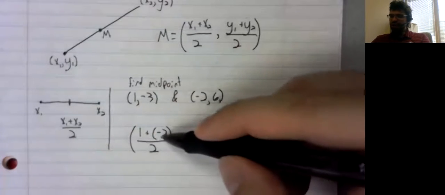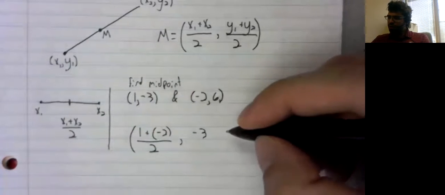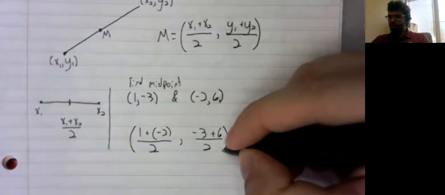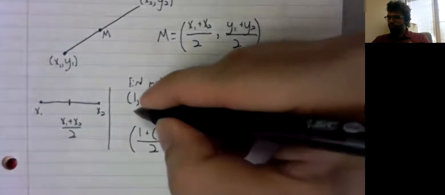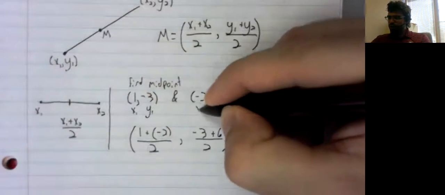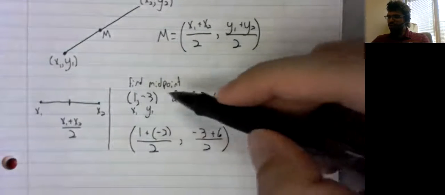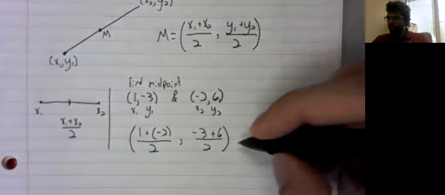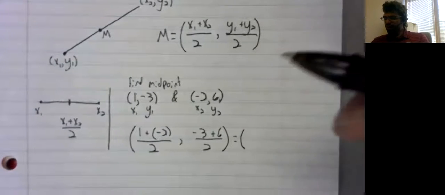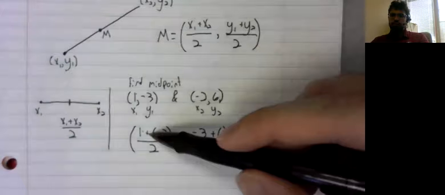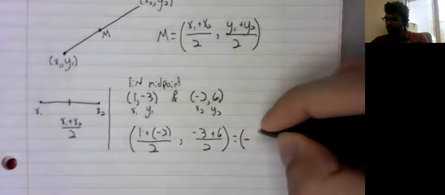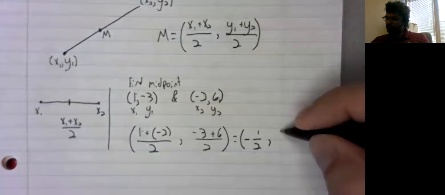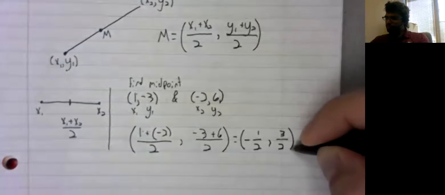Remember that if you add a negative number, that is subtraction. But other than that, hopefully pretty straightforward. We took the average of our x's here, and we took the average of our y's here. And let's see if I can simplify this. 1 plus -2 is 1 minus 2. That's -1/2. -3 plus 6 is 3. So that's 3/2.